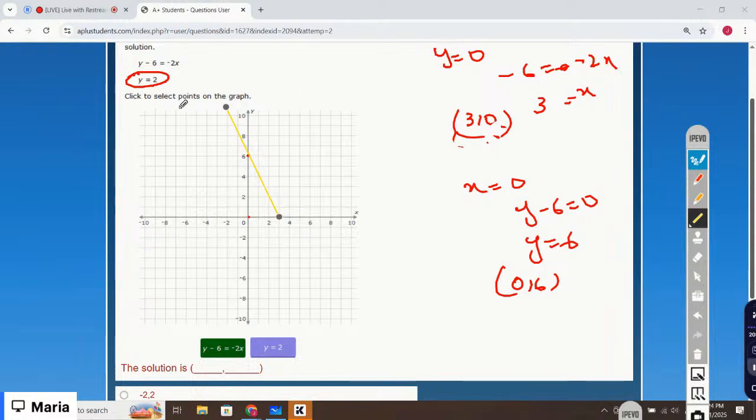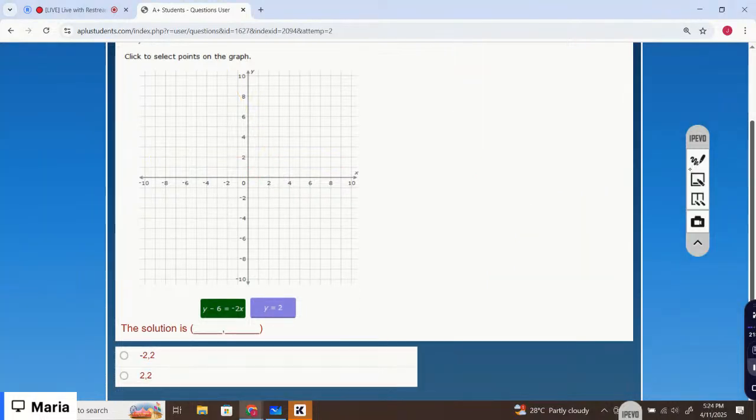Okay, now the second equation is y equals 2. So here is y equals 2. You can see the point here, x is 2, y is 2. That is the solution of the equation, 2, 2. Option number 2 is the correct option. That is the solution of the equation.